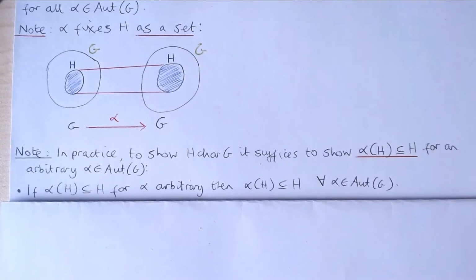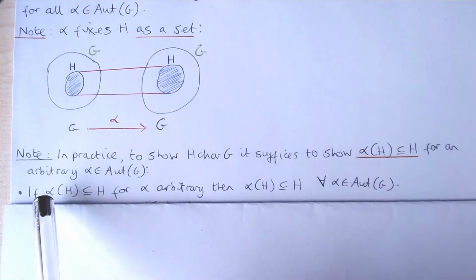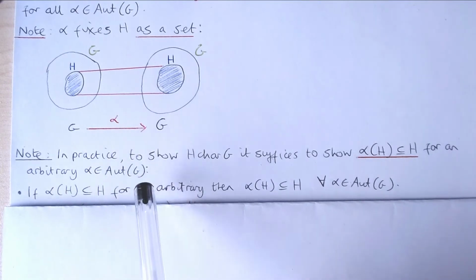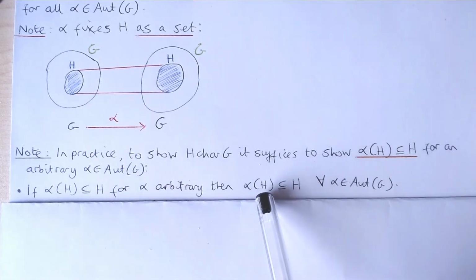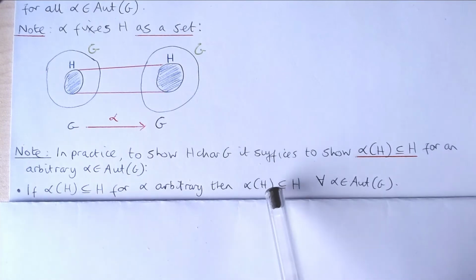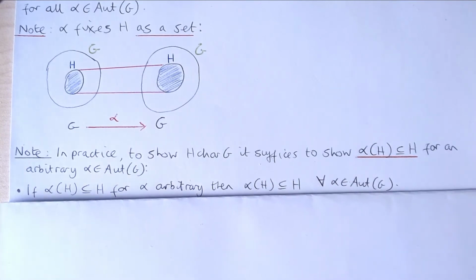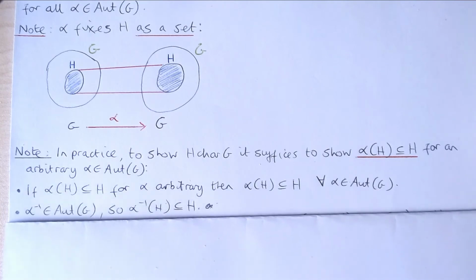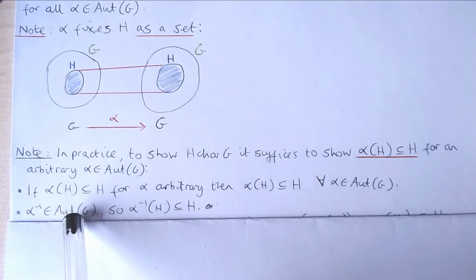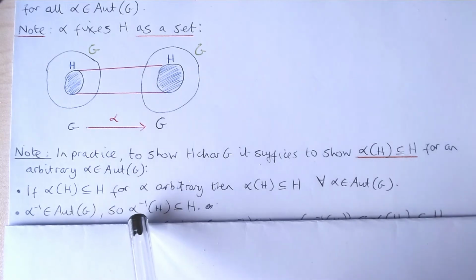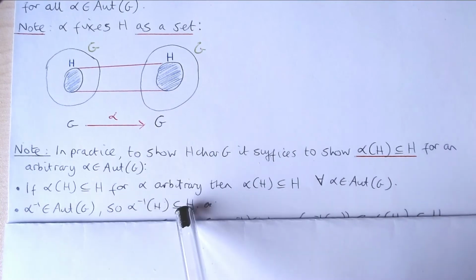To start with, note that if alpha is an automorphism of G and alpha of H is contained in H for alpha arbitrary, then this just means that alpha of H is contained in H for all automorphisms of G. Now, as alpha inverse is an automorphism of G, we recall that this forms a group under function composition. Then this just means that alpha inverse of H is contained in H.